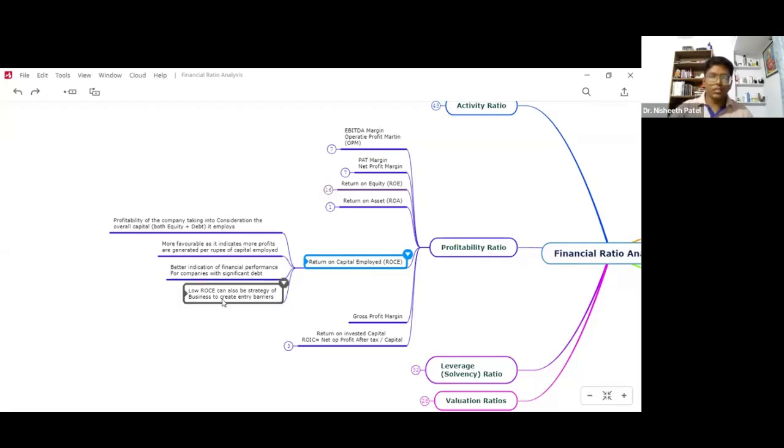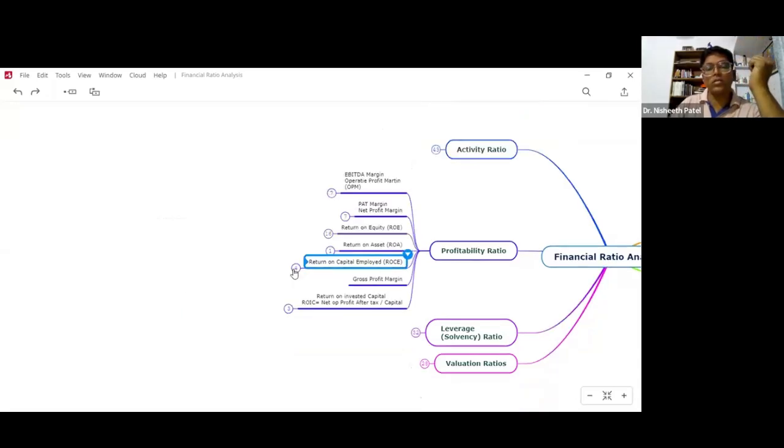Now, there is some gray area here. A low ROCE can also be a strategy for companies, mainly monopoly businesses, to create an entry barrier for any other competitors. उनको पता है कि ROCE कम ही होगा तो nobody will enter the business actually.